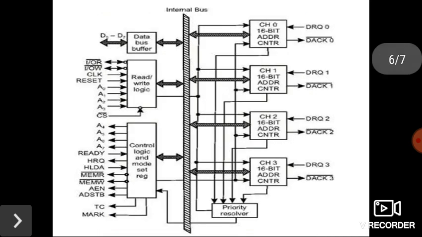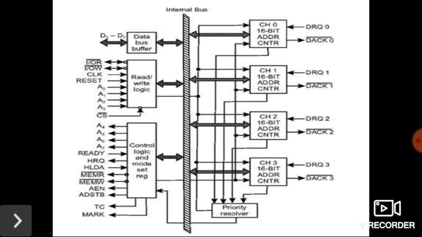Next we are going to see the architecture. This is the architecture. It has 4 independent DMA channels, therefore 4 peripherals can send requests and data transfer simultaneously. It consists of 4 DMA channels, the control logic of data transfer, read or write logic, and the data bus buffer.